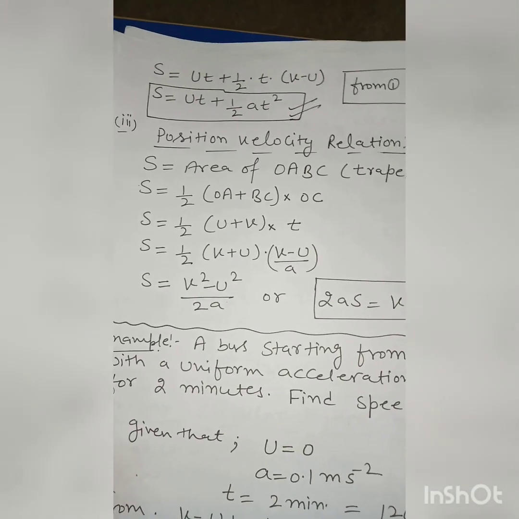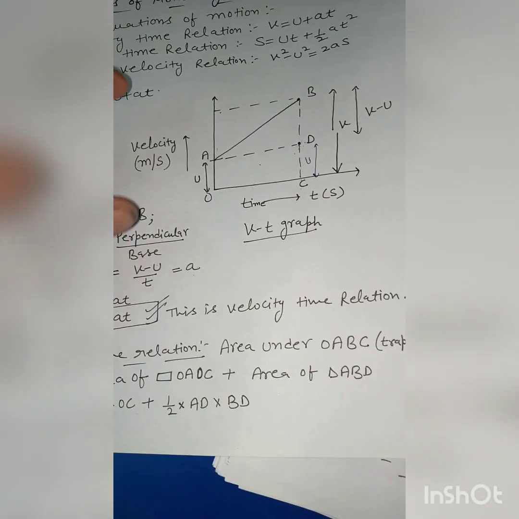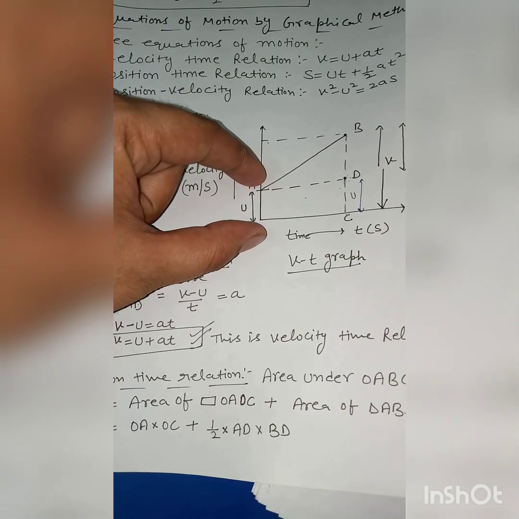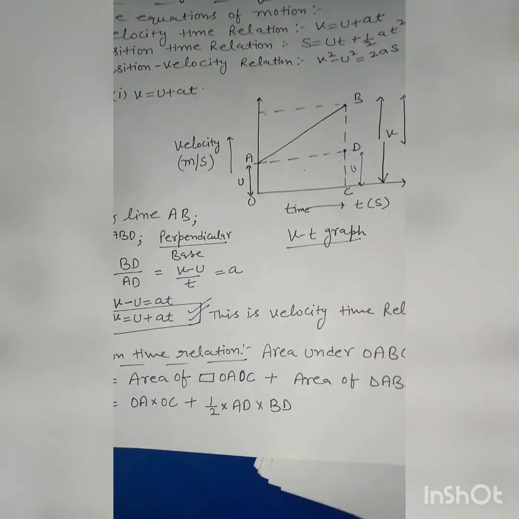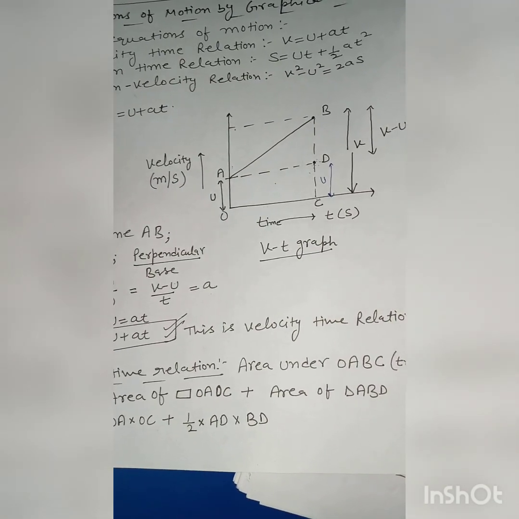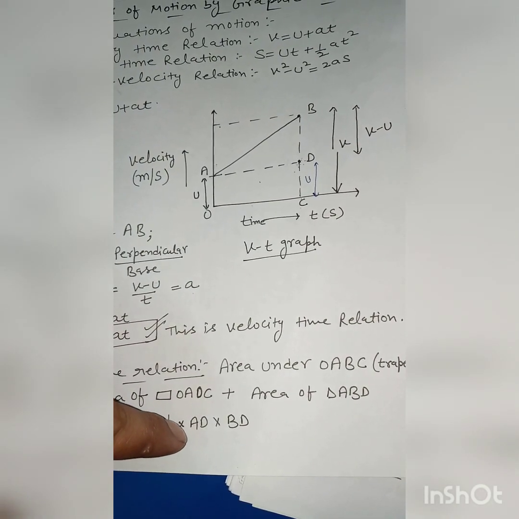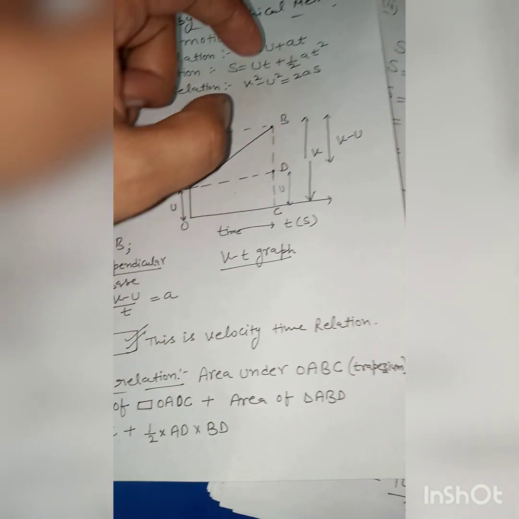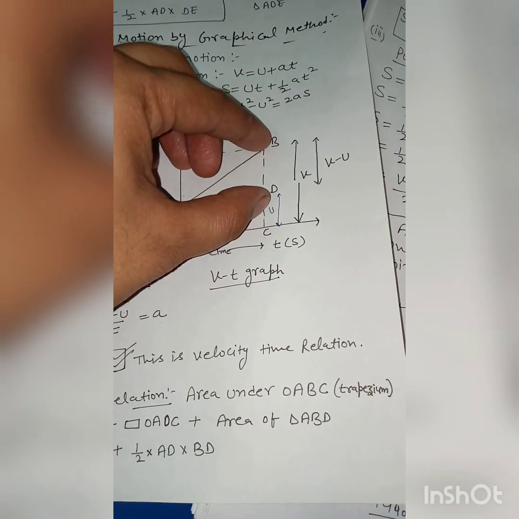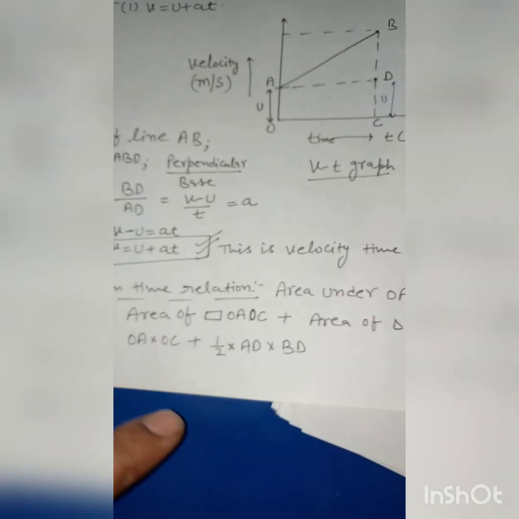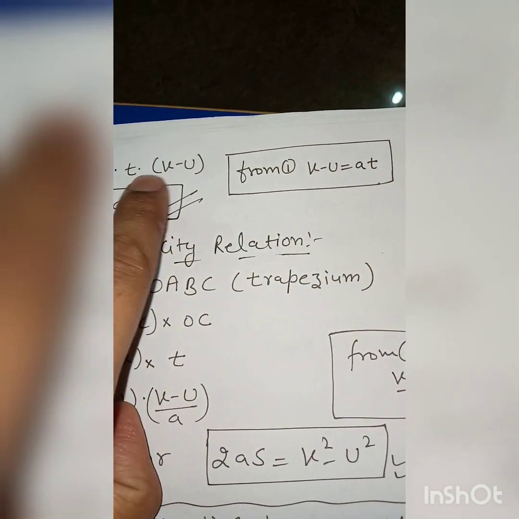By putting the value, what is OA? What is OA? OA is U. OC is T. OC is T, plus half AD. AD is parallel to OC, that is T, T, BD. BD is V minus U. Put all this value here, then you will get S equal to UT plus half T into V minus U.